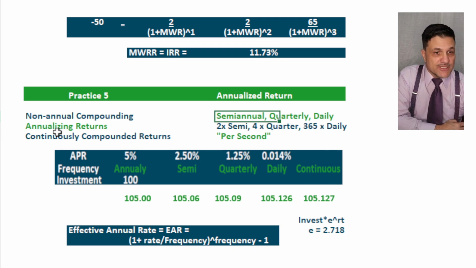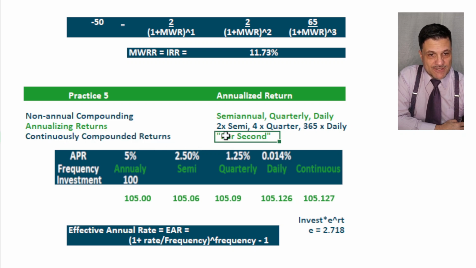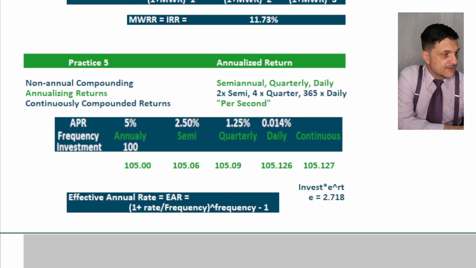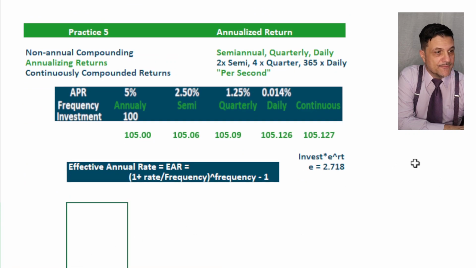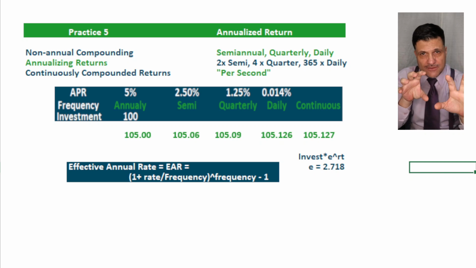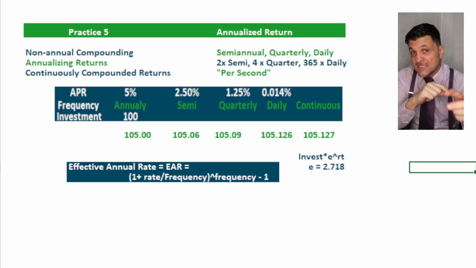Now I put here for you the continuously compounded return. Think about per second when you're doing continuously compounding return. Now something very, very important: all the rates on the CFA exam questions will be in an APR format, annual percentage rate. Any rate given in the problem will be annual. It's up to you to de-annualize those rates.